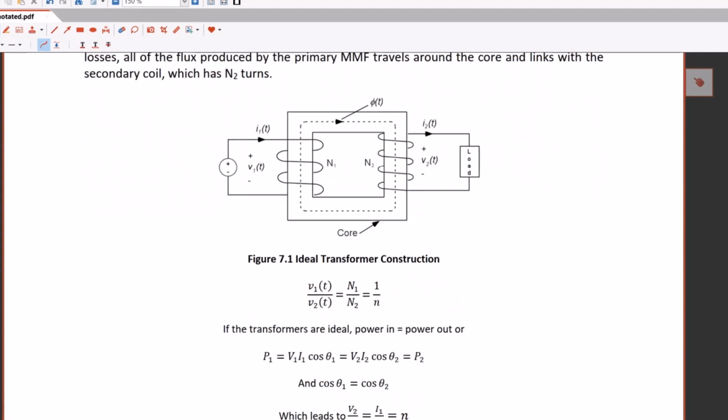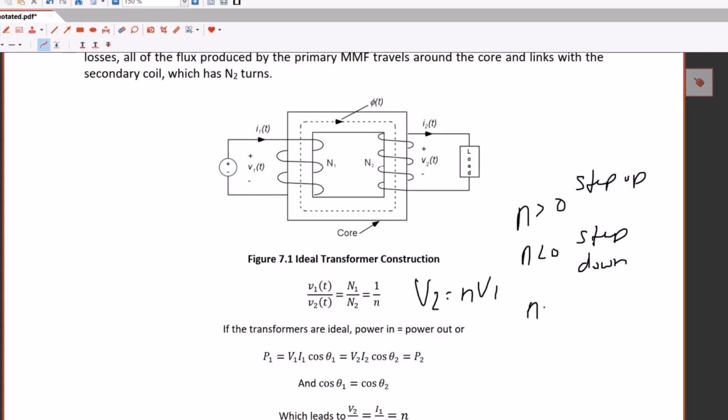So the formulas that we had before are that V1 over V2 equals N1 over N2, or 1 over N, or we write that V2 equals N V1, right? Where if N is greater than 1, we have a step up transformer. If N is less than 1, we have a step down transformer. And you guys have this already in your notes somewhere else. And if N is equal to 1, we have an isolation transformer, okay?